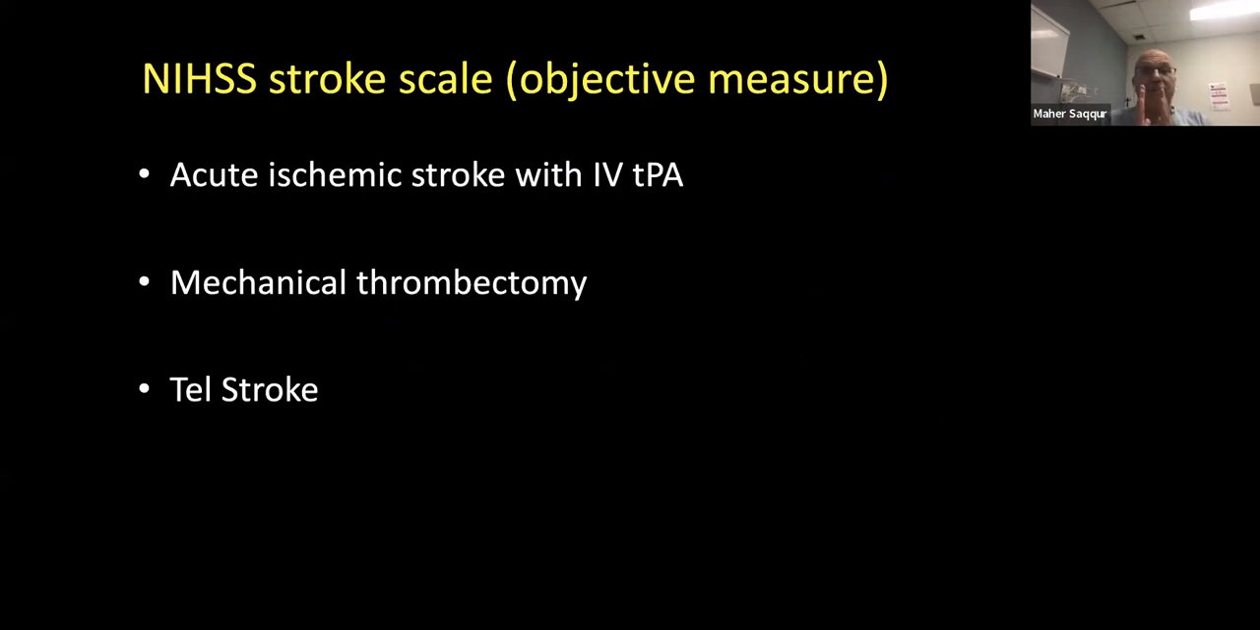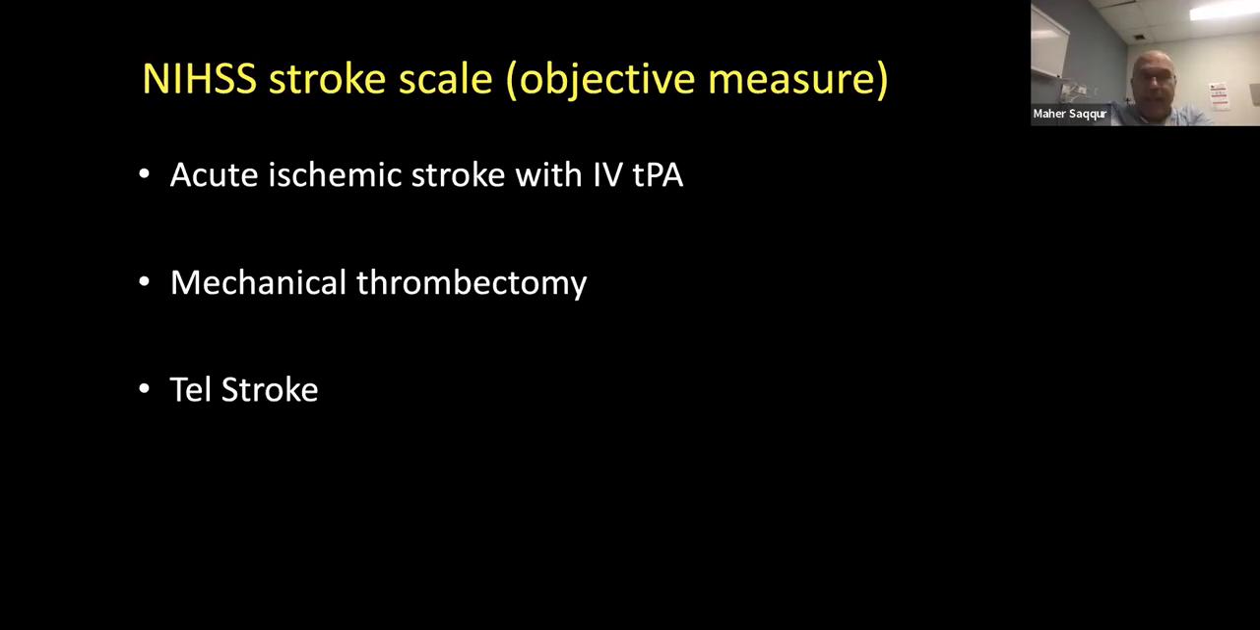It's a very critical, very important scale to use to assess patients in acute ischemic stroke for IV tPA, because the more severe the stroke, the more you're going to give with the IV tPA. It's very important to assess the patients in mechanical thrombectomy for taking the clot out. You need an NIH stroke scale of 6 or more to consider the patients for mechanical thrombectomy. If NIH is 1 or 2, you do not consider these patients for mechanical thrombectomy or IV tPA because the deficit is mild.